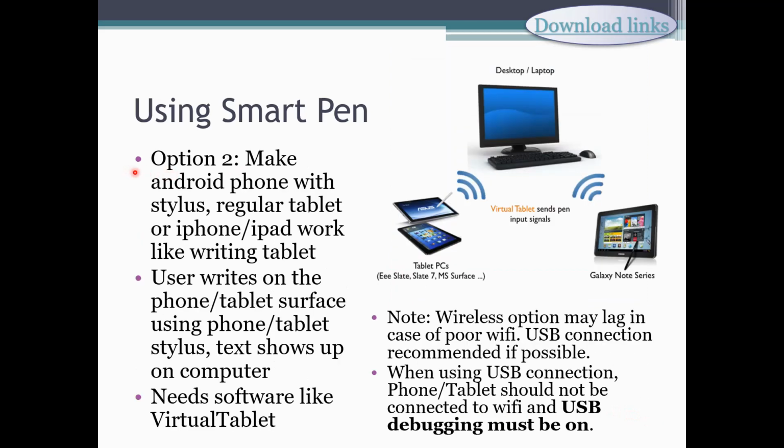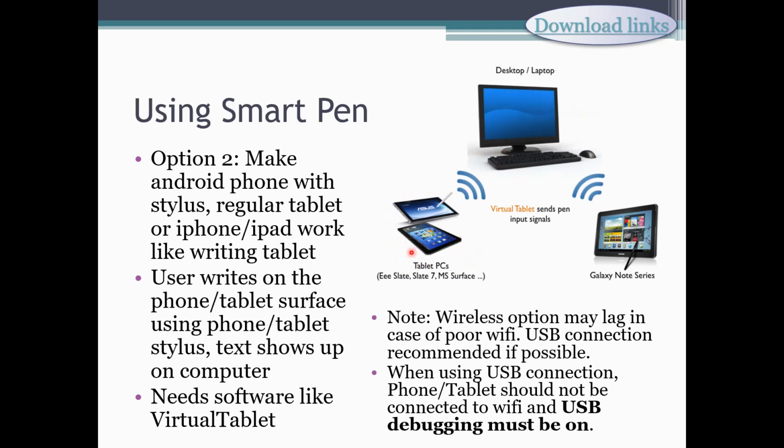If you don't wish to invest in a writing tablet and you already have a regular tablet like an Android tablet or an iPad or just a phone with a large screen, you can use option 2 where we use this type of regular device as a writing tablet. For this, we need a software like Virtualtablet. This Virtualtablet makes the computer think that the device you have connected is a writing tablet. So as a result, you write on the phone or tablet surface using the stylus you have with your phone or tablet, and the text will show up on the computer.